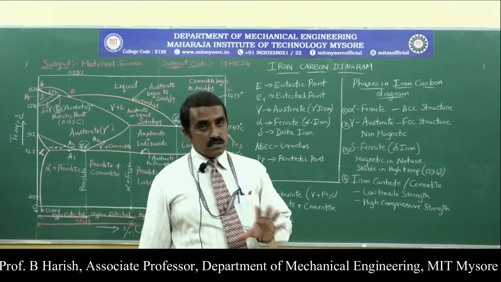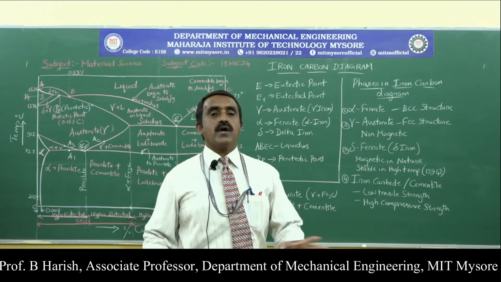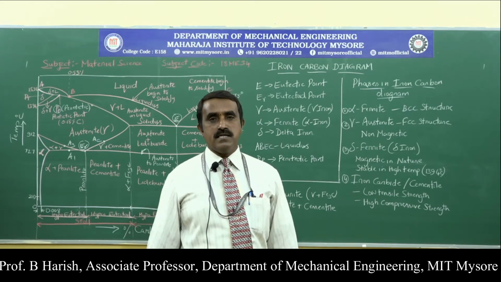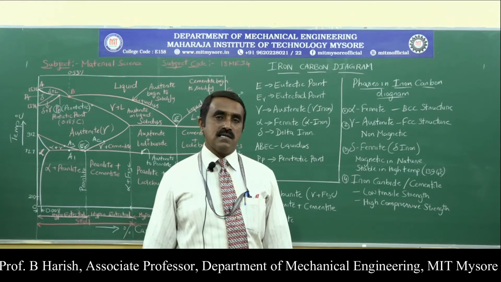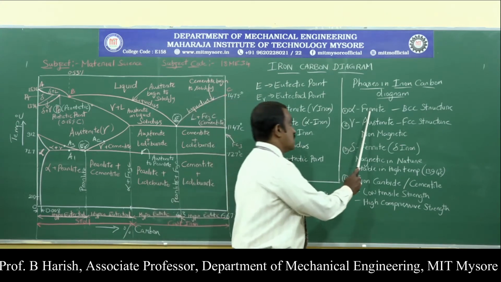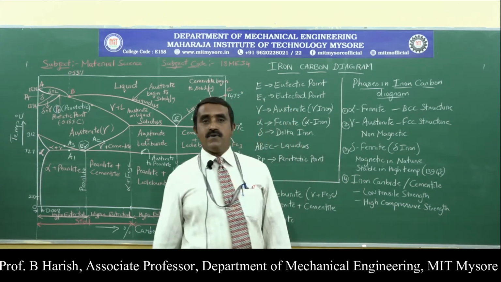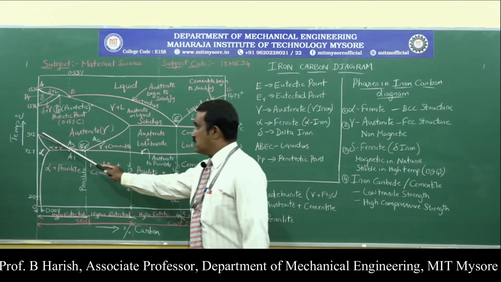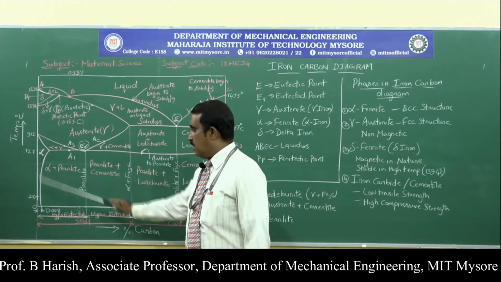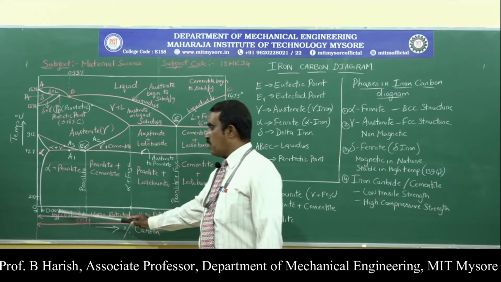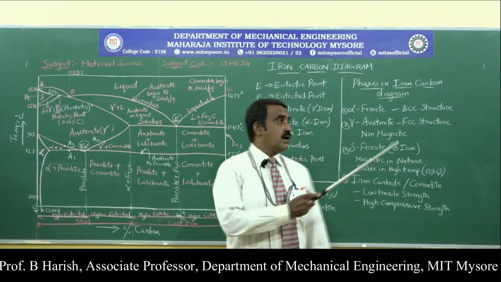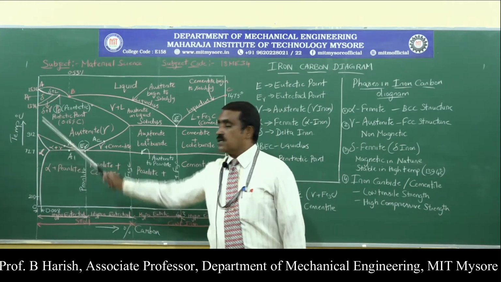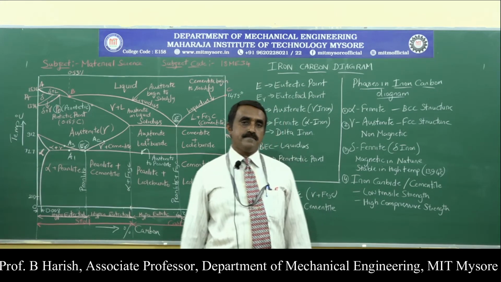Since it is the softest, we can change it into any required shape and size easily. So the softest form of iron is alpha ferrite. It will have a BCC structure. Its temperature is 912 degrees centigrade, and the percentage of carbon content is 0.08%.